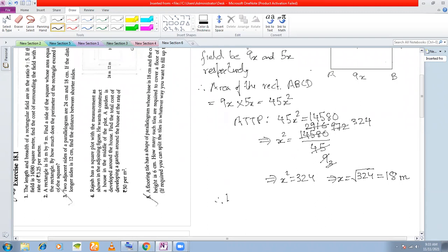So therefore, what is the length of the rectangle? 9x, 9 into 18, which is 162 meters, is the length. And what is the breadth? Breadth we had taken as 5x, 5 into 18, which is 90 meters. Right? We have found the length and breadth here.